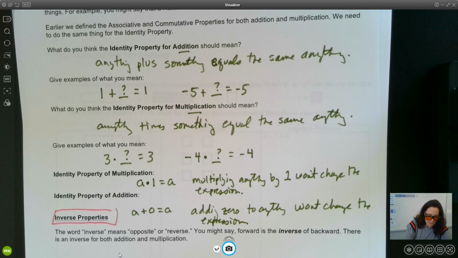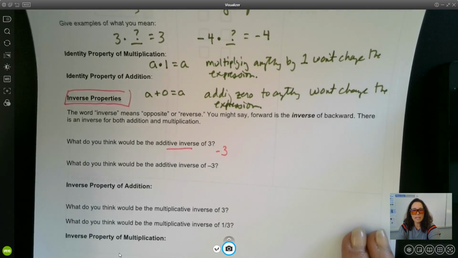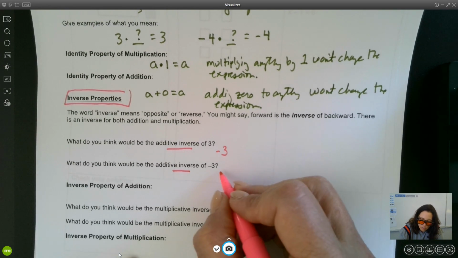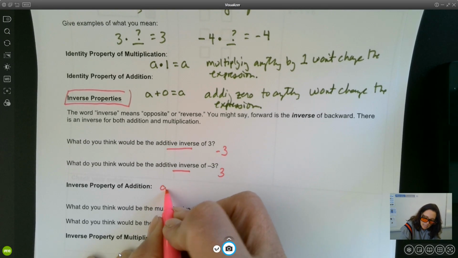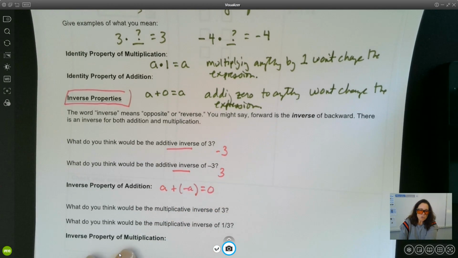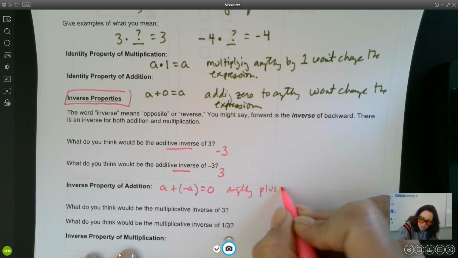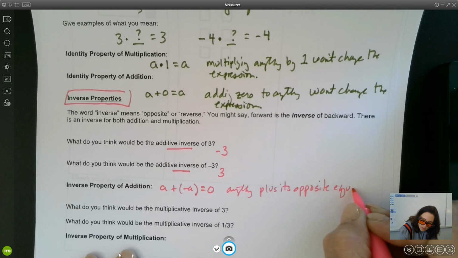Okay, what do you think the additive inverse of 3 would be? Hopefully you're thinking -3. What do you think the additive inverse of -3 would be? Hopefully you're thinking +3. Okay, so the inverse property of addition is this. Anything plus its opposite equals 0.